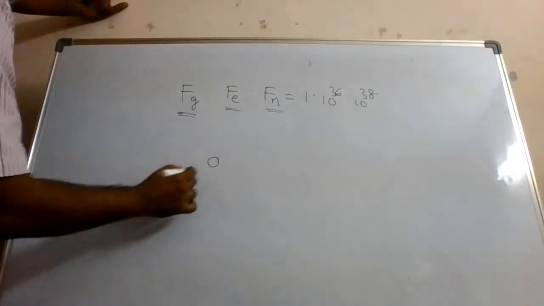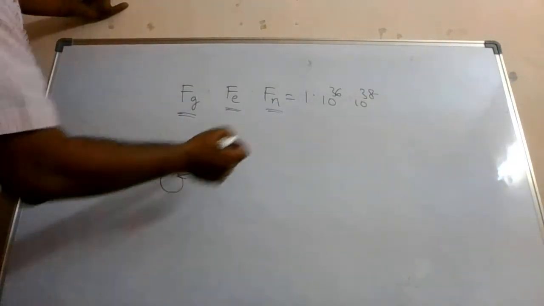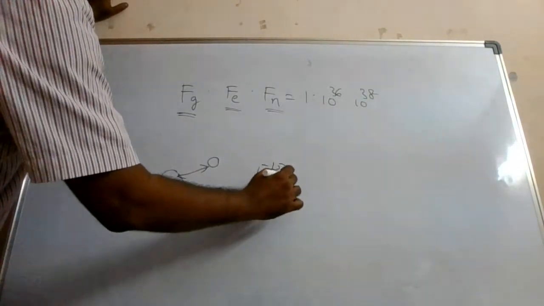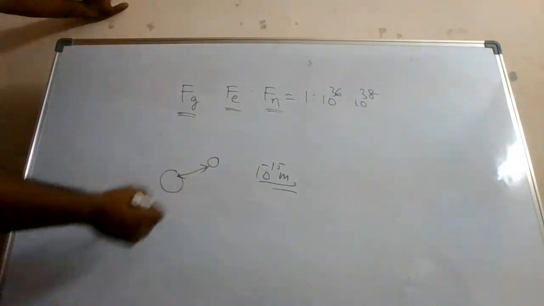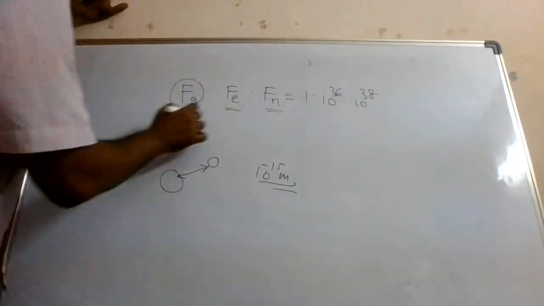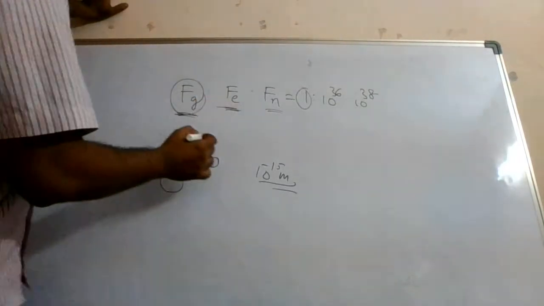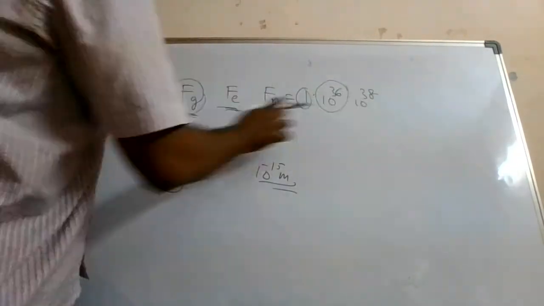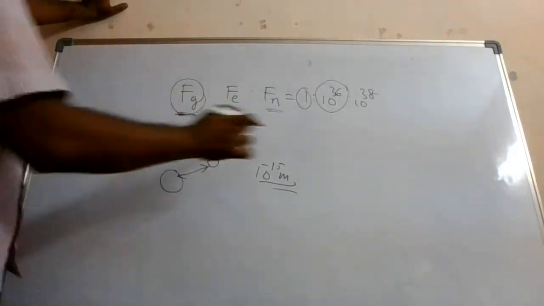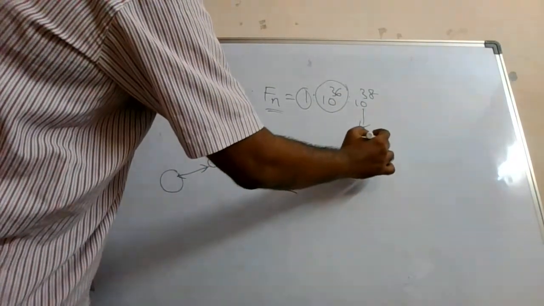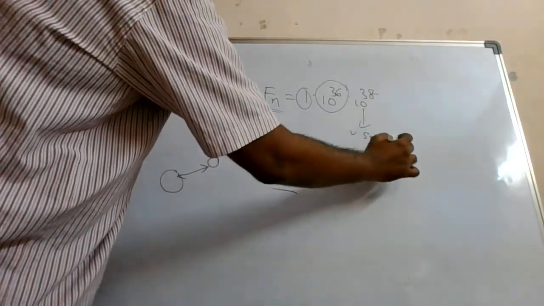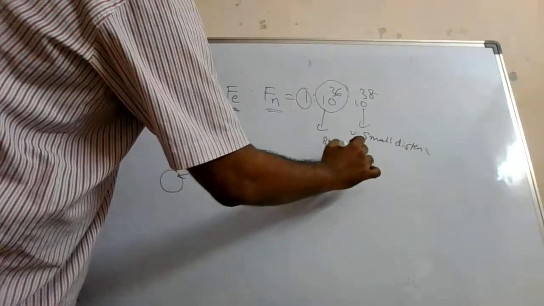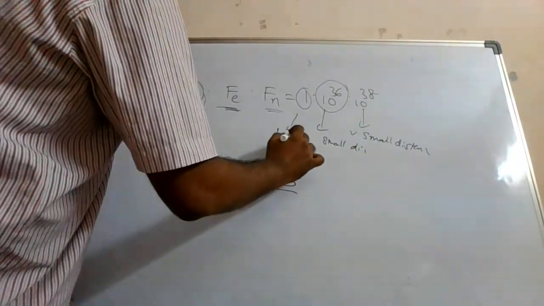Between Sun and Earth, there is a gravitation force. You cannot say that there is a nuclear force, because nuclear force is operating on a very, very small radius, 10 power minus 15 meters. This is quite huge. So you can see that if gravitation force is 1 Newton, electrostatic force is 10 power 36 times gravitation force, and nuclear force is 10 power 38 times gravitation force. However, it acts on very small distance. This acts on large distance.